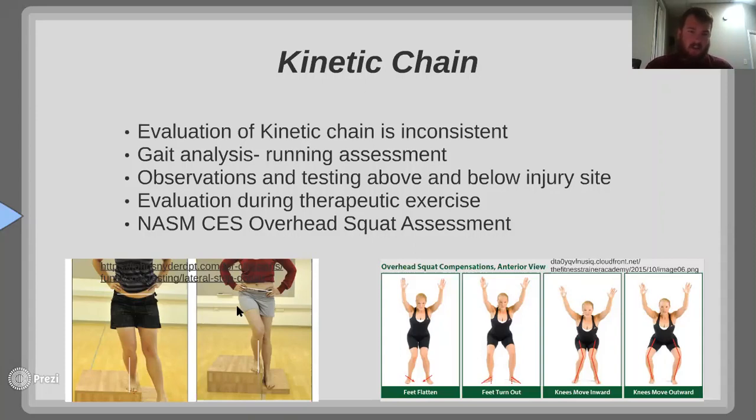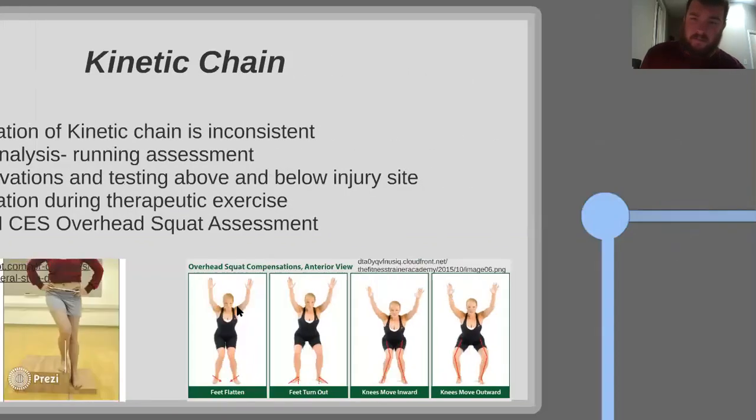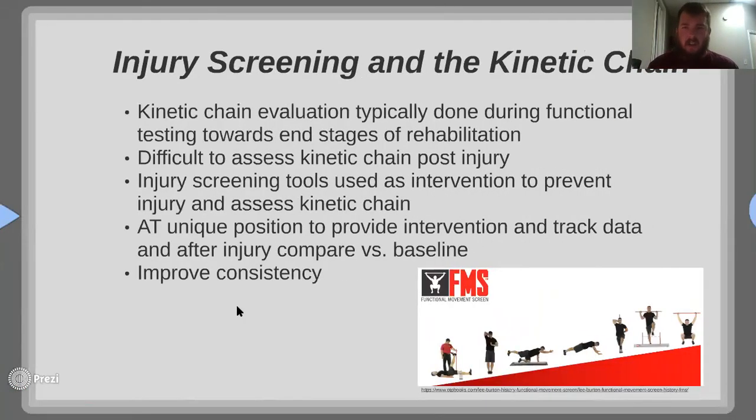Then during therapeutic exercise, I like to also have patients do the lateral step down. I'm going to talk about that more. But in the past, it's where I really noticed most of the deficits in the kinetic chain and how I address it. What I realized throughout this process was that injury screening can really help to identify problems with the kinetic chain.